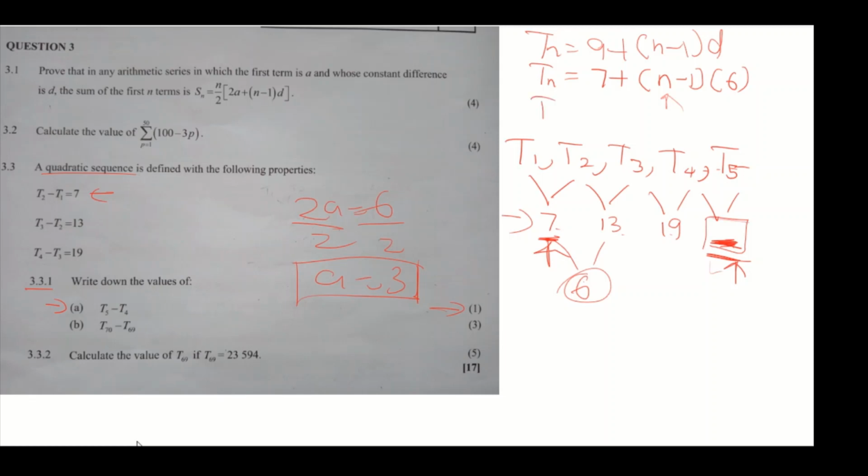So which means when I say T4 is equal to 7 plus (4 minus 1) multiplied by 6. And if you punch your calculator, I'm literally punching my calculator as we speak. So I'm getting 25. So it tells me that this term here is 25, right? So therefore we are done with A, T5 minus T4, which is equal to 25, basically.